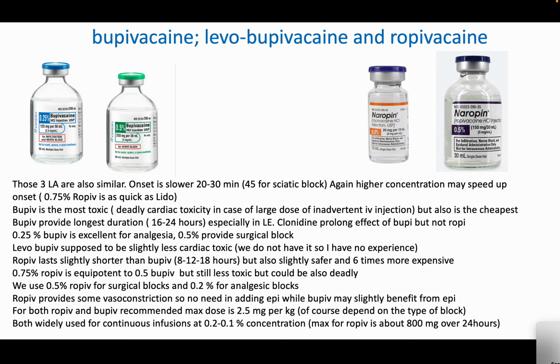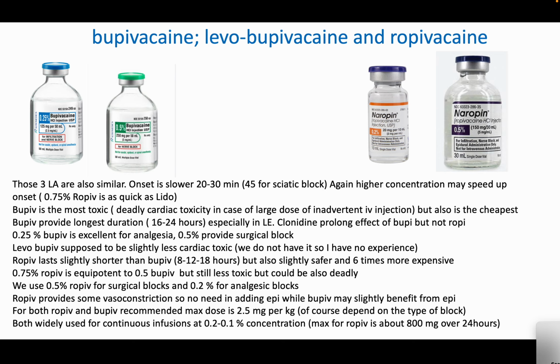Ropivacaine lasts slightly shorter than bupivacaine. We're talking about 8, 12, sometimes 18 hours, but it's also slightly safer and 6 times more expensive. 0.75% ropivacaine is equipotent to 0.5% bupivacaine, so ropivacaine is kind of weaker. But still, even in equipotent doses, ropivacaine is less toxic, but still could be deadly. If you have an intravascular injection of concentrated ropivacaine in sufficient amount, you're going to have a bad last, including cardiotoxicity.